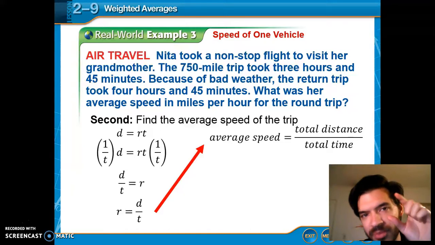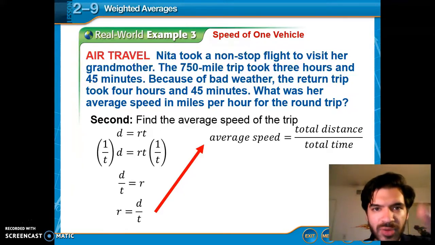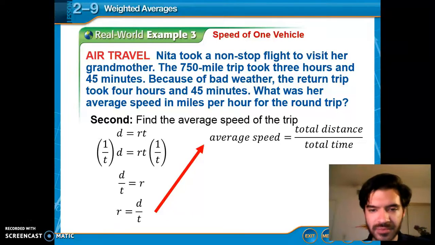Total distance divided by total time of the trip. Okay, if you look at the book, it's going to show you something that's very different and time consuming. You can use that. The book is correct, but this is faster. And I know how much you guys appreciate faster, so here's the faster way.